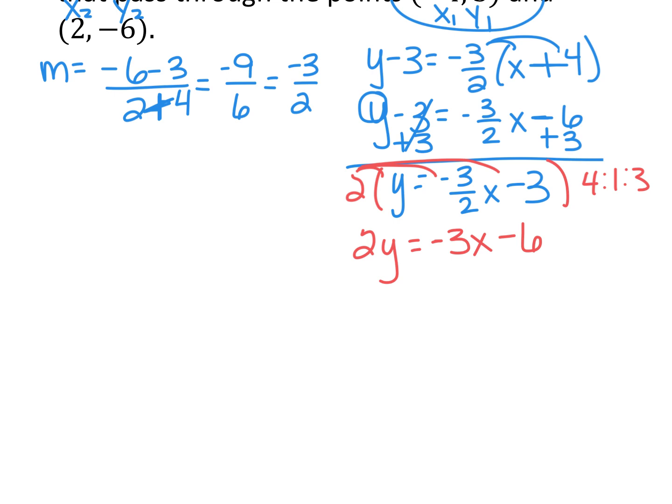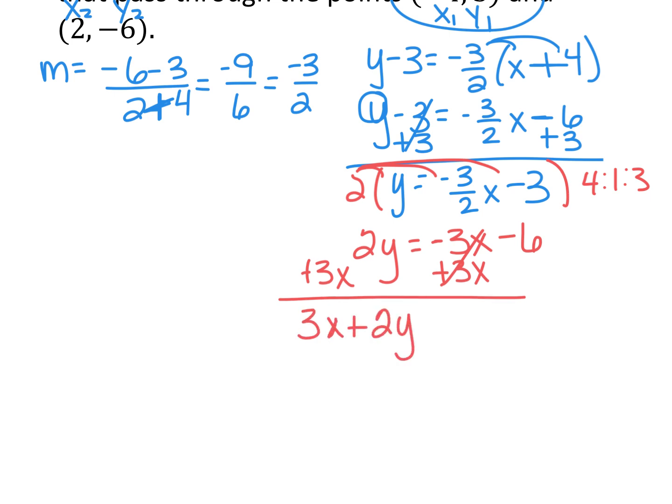Second step, x and y need to be on the same side. This is a minus 3x, so I'm going to add 3x. I cannot put x and y together, so 3x plus 2y equals negative 6. My number in front of x is positive, so I don't have to do that last step. When you multiply by your denominator, it doesn't matter if your fraction is negative or not, just multiply by the positive number.